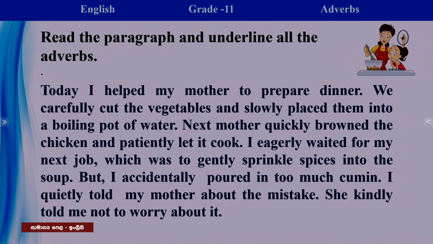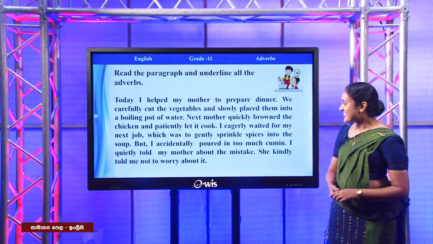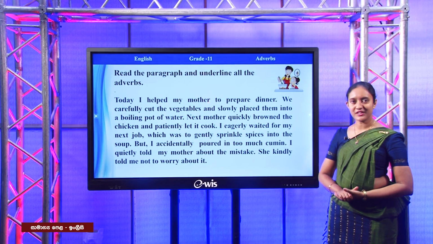Today, I helped my mother to prepare dinner. We carefully cut the vegetables and slowly placed them into a boiling pot of water. Next, mother quickly browned the chicken and patiently let it cook. I eagerly waited for my next job, which was to gently sprinkle spices into the soup. But I accidentally poured in too much cumin. I quietly told my mother about the mistake. She kindly told me not to worry about it.